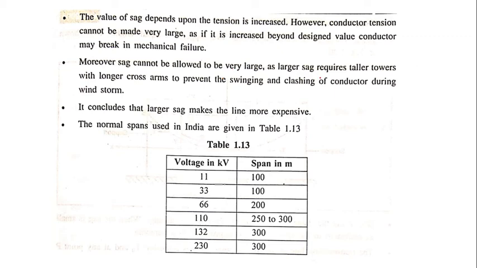A larger sag requires a taller tower with longer cross arms to prevent swaying and clashing of the conductors with each other during stormy conditions. In conclusion, a larger sag makes the line more expensive because we require more material for the transmission tower, insulation material, and cross arms. Now, the normal span used in India is given in the table, where this is the voltage level and this is the span. So we can refer from here to find the voltage level and the span in meters.